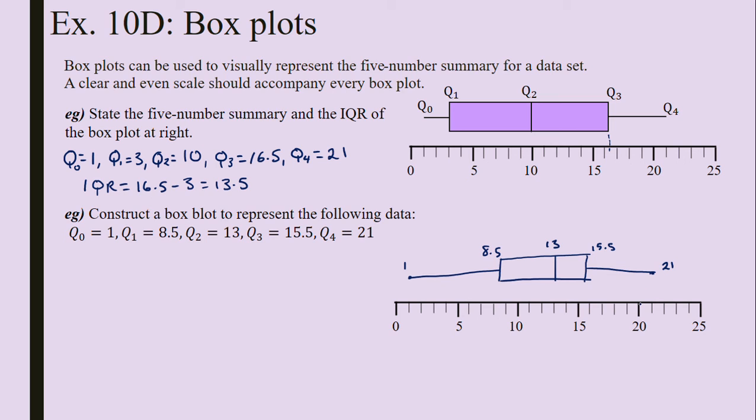The range here is still 21 minus 1, same as at the top. So the range is still 20, but here our interquartile range, just as an optional extra, 15.5 minus 8.5 is 7. Okay, so it's a much narrower interquartile range than in our previous example, even though the range is exactly the same. So we still had a maximum of 21 and a minimum of 1 in both examples. Okay, and that can modify the look of our box plot.